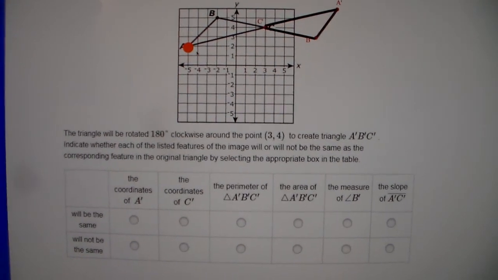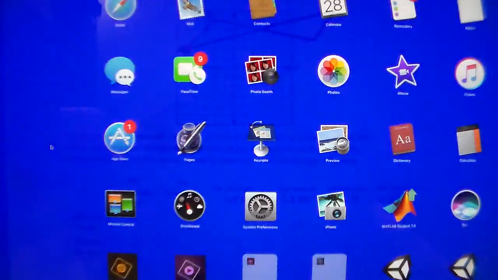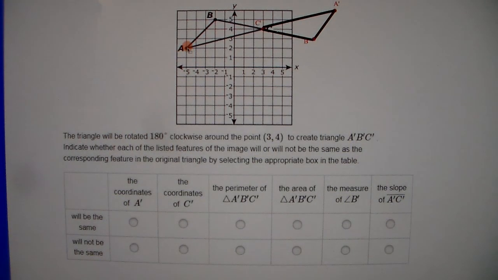So my original A, which is located there in orange, did the original A stay in the same spot? No, it actually moved. A prime is all the way up there. B, which was right here, moved down to here, B prime. They're not in the same spot. But C is. C and C prime are in the exact same spot.